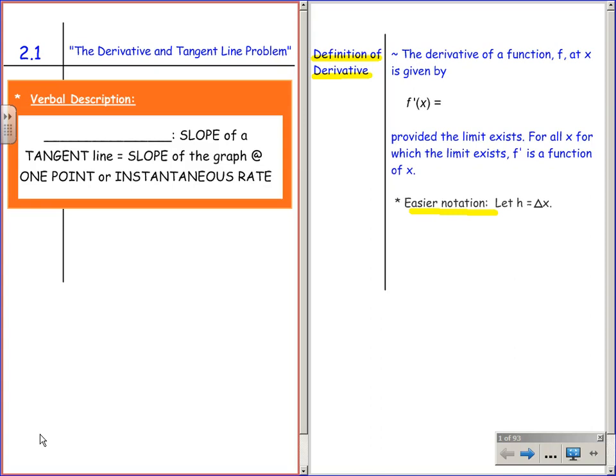Wasn't it like that? Are you sure? Was it 3x plus h? I'm pretty sure 3 was outside. Yeah, 3 was outside. It was definitely outside.